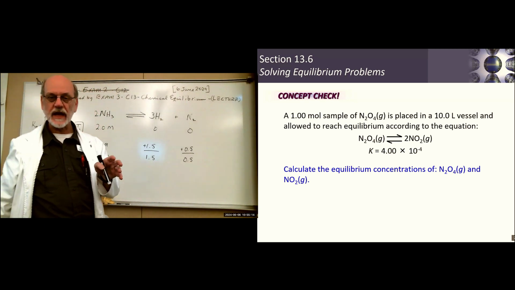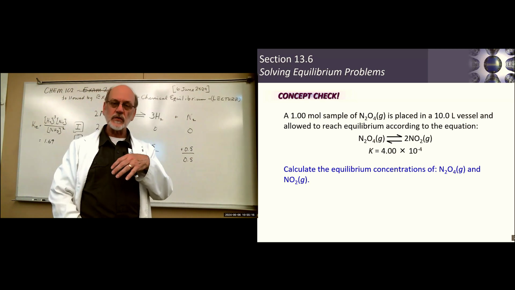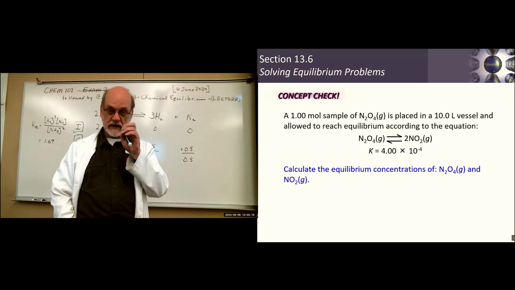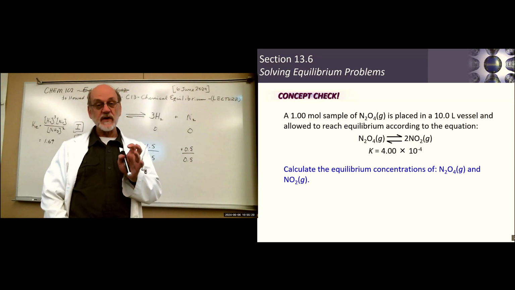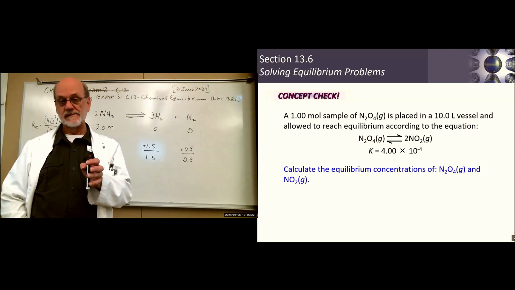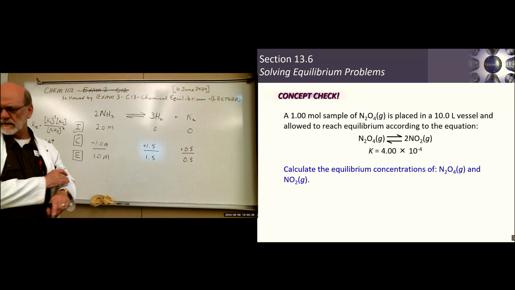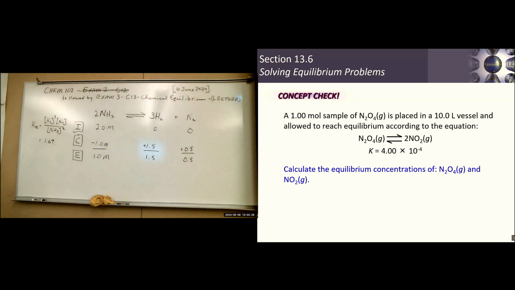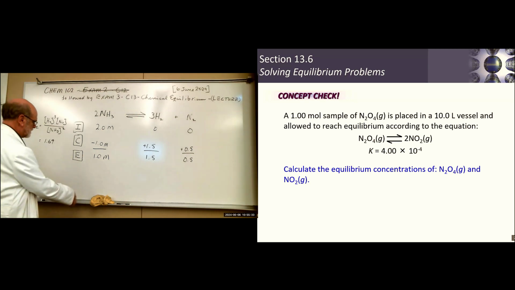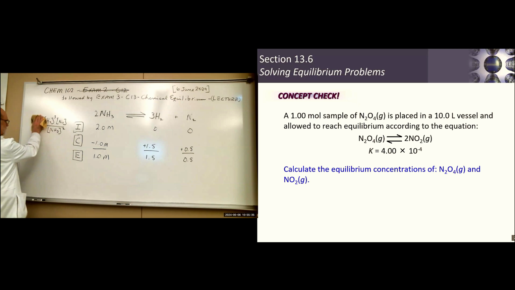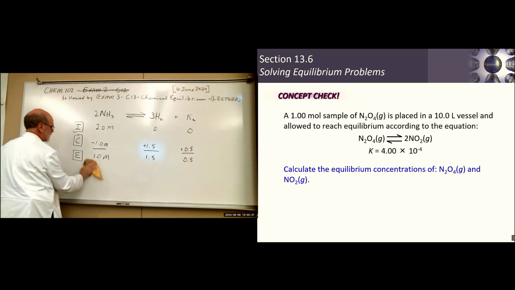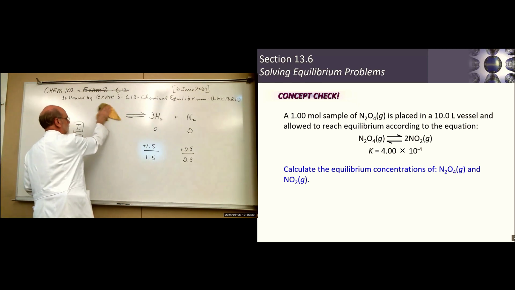Dinitrogen tetroxide is decomposed into 2 nitrogen dioxides, and we're given the K value. The K is very small. Maybe I better set it up. But we've got till 11:15. Yes, maybe I better set it up. I don't have time to work it out, but I can at least set it up for you.